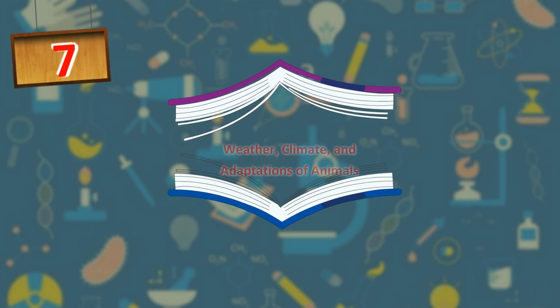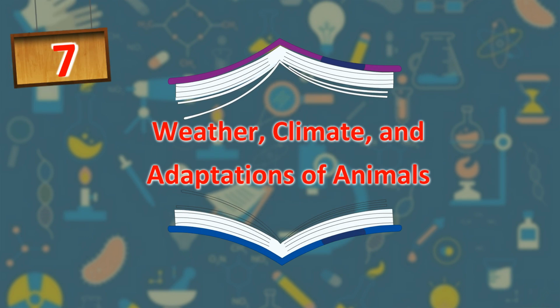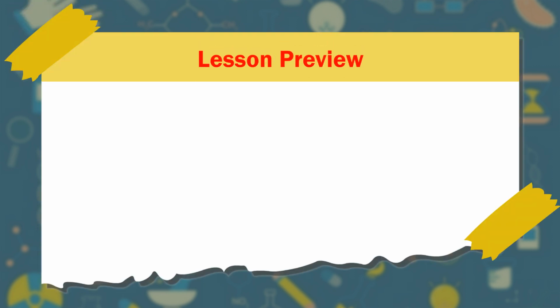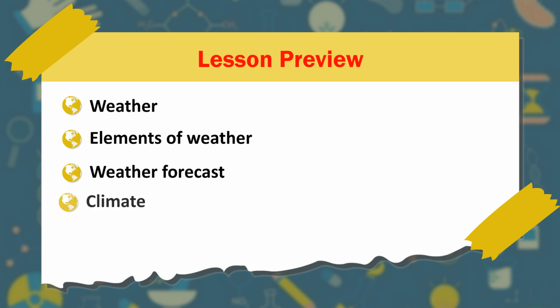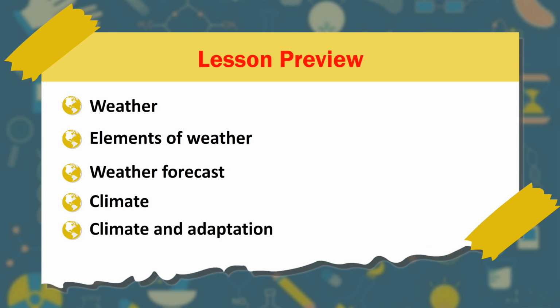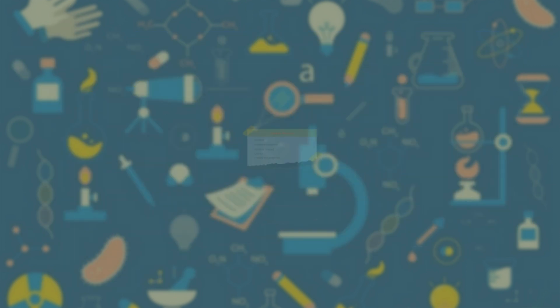Chapter 7. Weather, Climate, and Adaptations of Animals. Lesson Preview. Weather. Elements of weather. Weather forecast. Climate. Climate and adaptation.